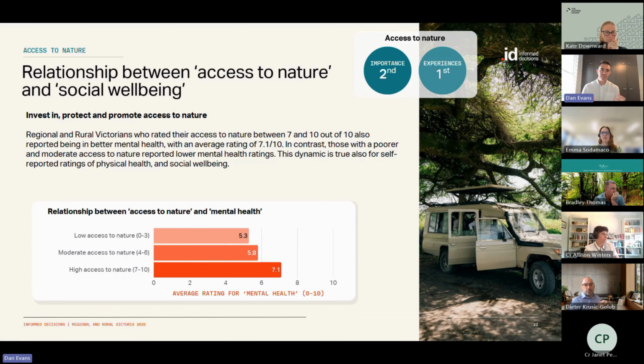Again, just looking at another relationship here, the relationship between access to nature and mental health. That's meant to say mental health, not social wellbeing. Sorry about that. I changed that this morning, I didn't change the headline.